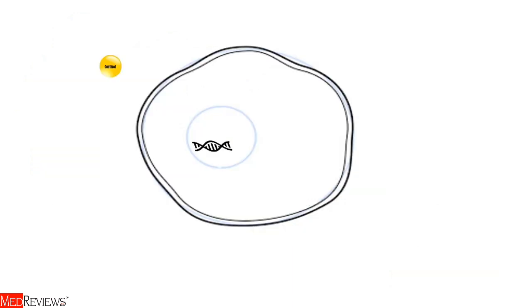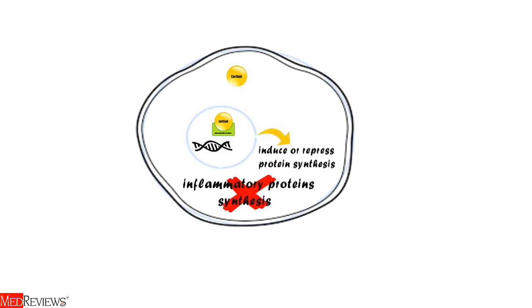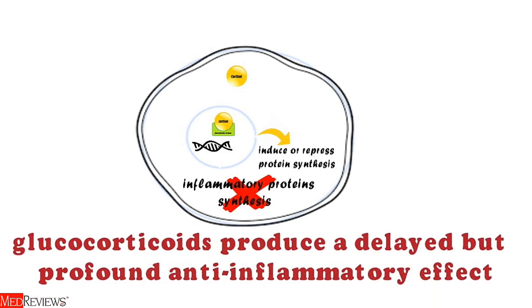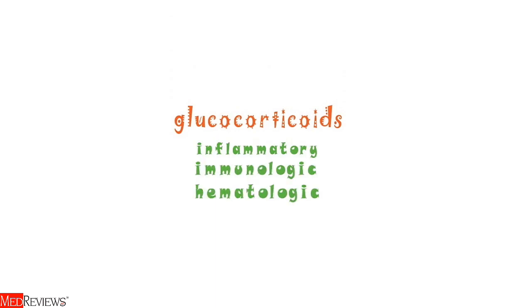Active cortisol freely diffuses into the cell, where it binds to the cytoplasmic glucocorticoid receptor to form a complex that translocates to the nucleus. They interact with DNA to induce or repress protein synthesis, such as inhibiting inflammatory protein synthesis. Thus glucocorticoids produce a delayed but profound anti-inflammatory effect. Glucocorticoids have become important agents for use in the treatment of many inflammatory, immunologic, hematologic, and other disorders.